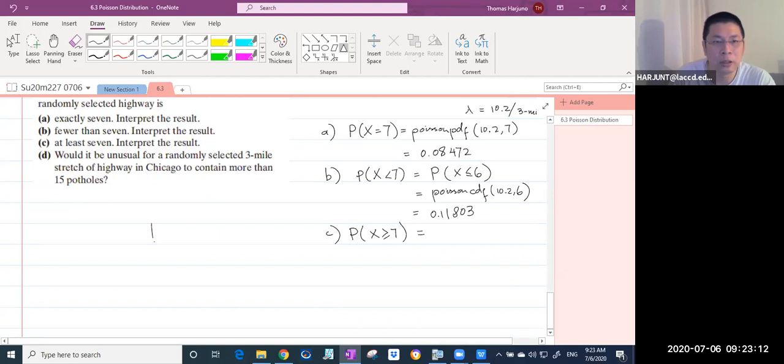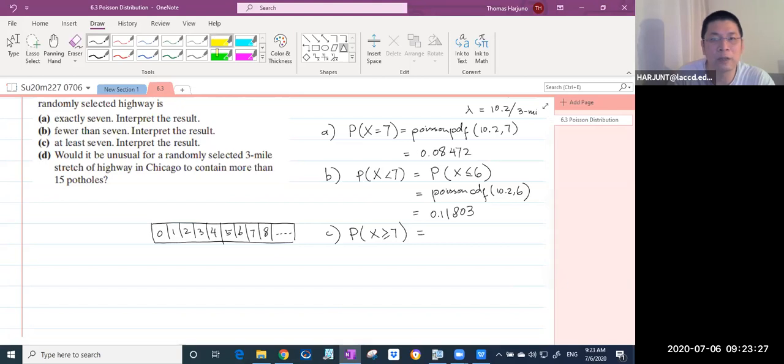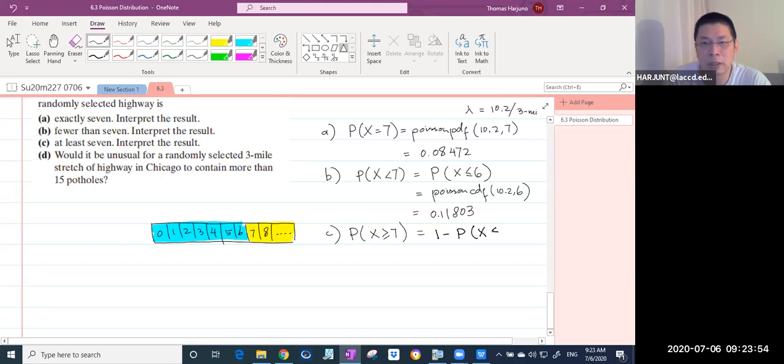See, the possible outcomes are 0, 1, 2, 3, 4, 5, 6, 7, 8, all the way to infinity. What this event wants is from 7 to infinity, but our calculator cannot do that. But we can look at the complement and subtract that from 1. So this is 1 minus the probability that the number of potholes in this case is less than or equal to 6.